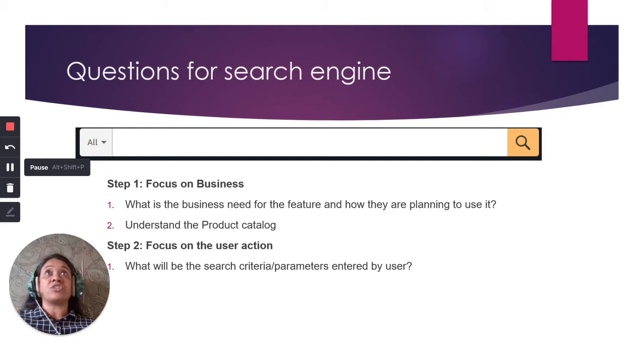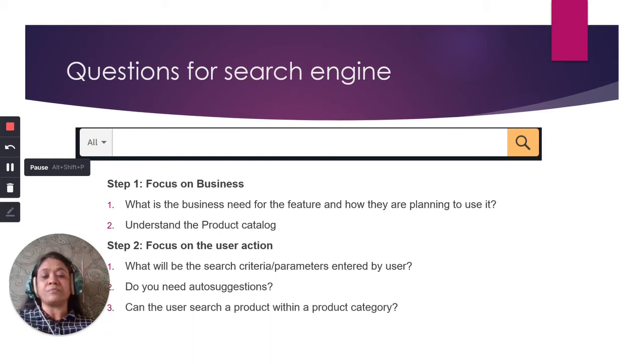What will be the search criteria or parameters entered by the user? Do you need auto suggestions? Now, auto suggestions is a feature by which when the user starts typing a product name in the search box, it automatically starts giving you suggestions so that you can autofill your search criteria. So we need to ask our customer whether he needs an auto suggestion feature.